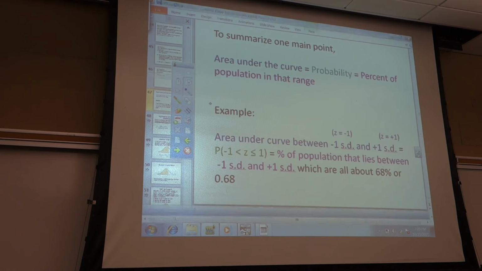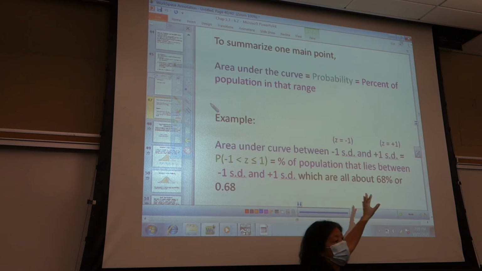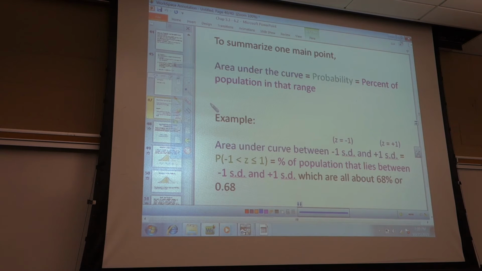So one thing I want to point out: the area under the curve is the same thing as probability, and the same as percent of population between those two numbers in that range. For example, area under the curve between -1 and +1 standard deviation is the same thing as the probability of a z-score between -1 and +1, which is equal to the same thing as the percent of population that lies between -1 standard deviations and +1 standard deviations, right? And all those are roughly 68%. So you should be filling that in under in your notes, the very bottom.